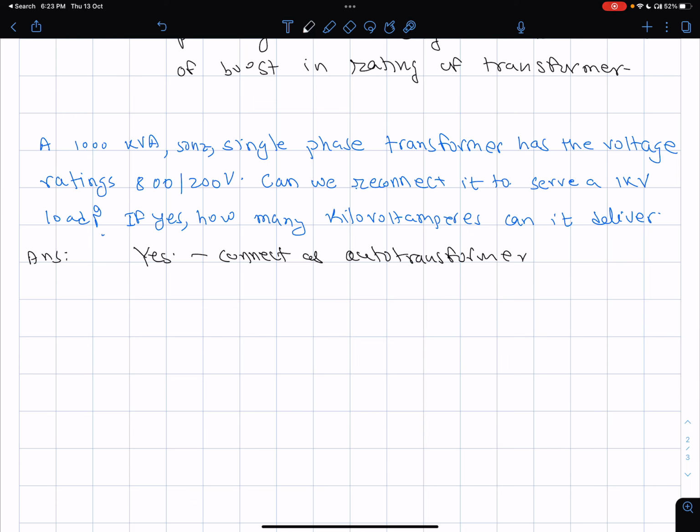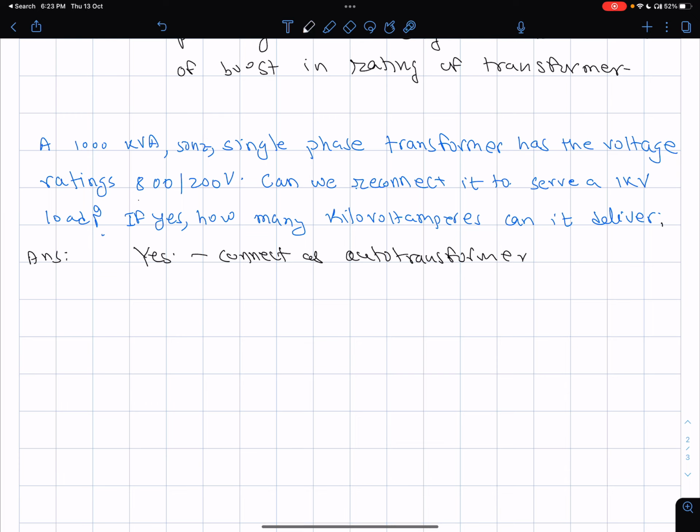So I have a 1000 kVA 50 Hz single phase transformer with a voltage rating of 800 to 200 volts. So the primary I'll take as 800, secondary I'll take as 200. Can we reconnect it to serve a 1 kV load? 1 kV is 1000 volts. So yes, just connect the primary and secondary in series. So you will get 800 plus 200, which is equal to 1000 volts. If yes, how many volt amperes can it deliver?